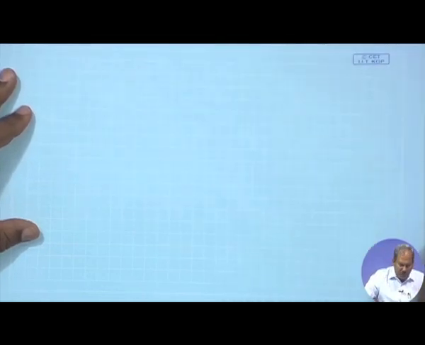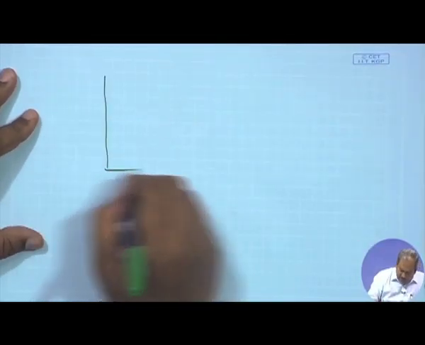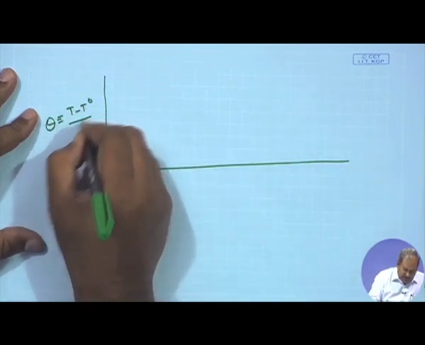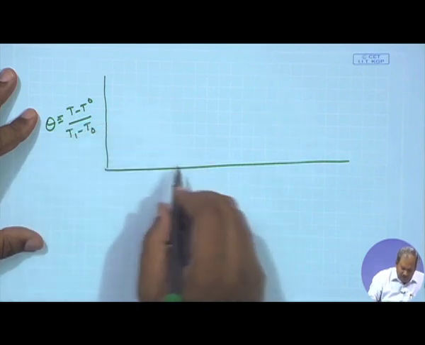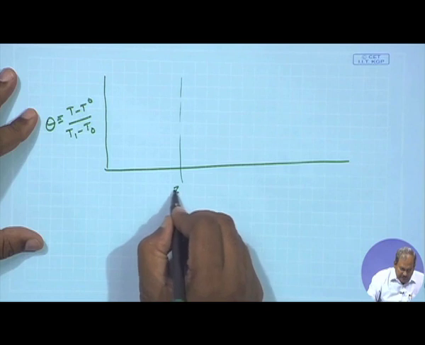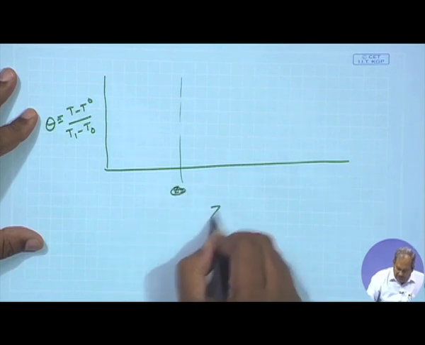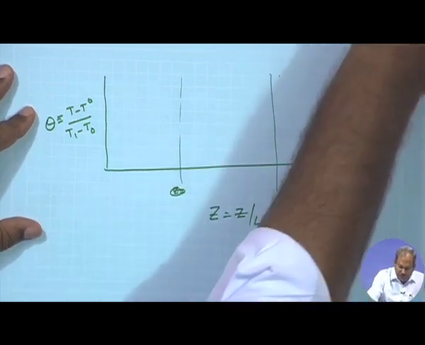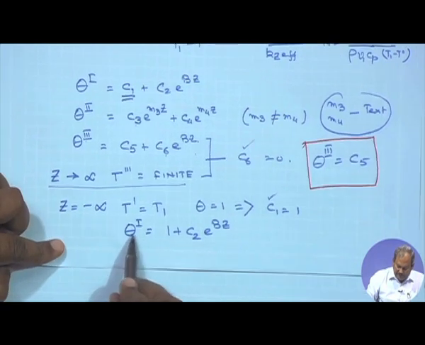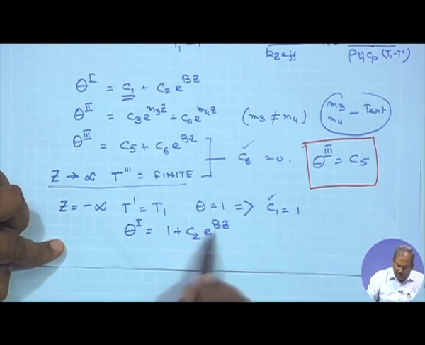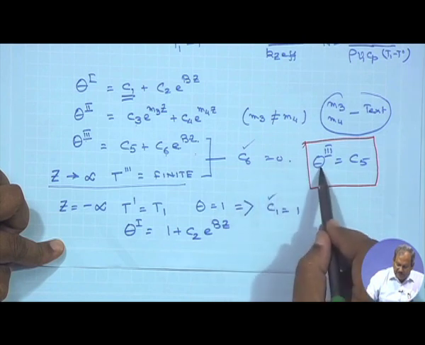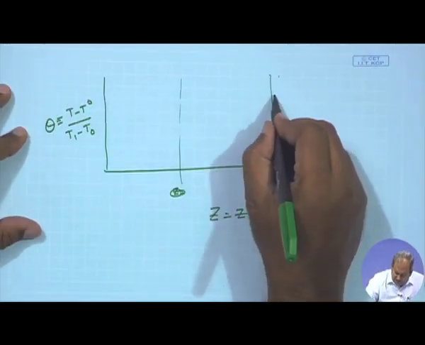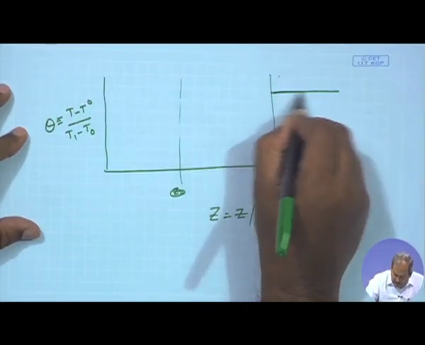The plot of this temperature profile, where theta is defined as T minus T naught by T1 minus T naught, is against z equals z by L, and these are the three zones. What I have seen here is that theta 1 is equal to 1 plus C2 e to the power Bz, and C6 equals 0, which gives me that the temperature in zone 3 will remain a constant.